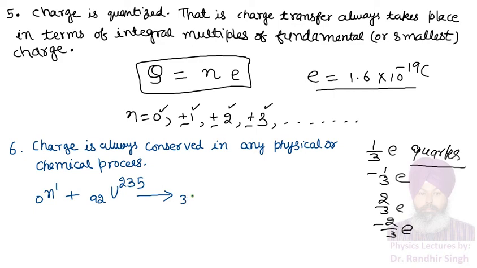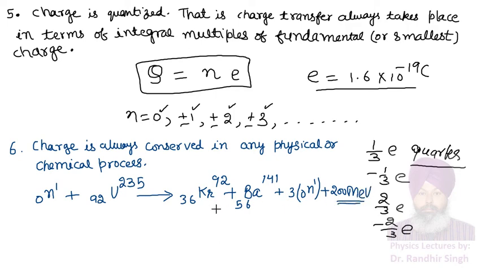First one is krypton, second is barium, and the third fragment is actually 3 neutrons, and in this reaction energy of the order of 200 mega electron volts is also produced. But please remember, it is a pure form of energy. So the material particles which are produced during this fission are actually krypton, barium and neutrons only.